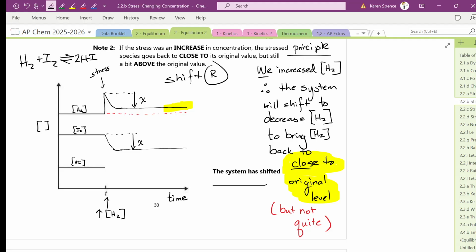What will happen to the concentration of HI? It's going to increase by how much? Twice as much, because we have a coefficient of 2. All right, we got a 1 and 1 and a 2. So it's going to go up by twice as much.